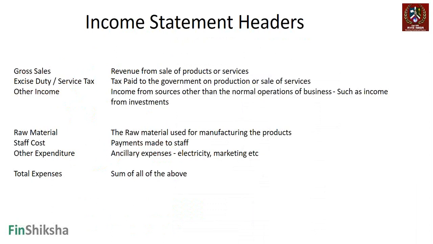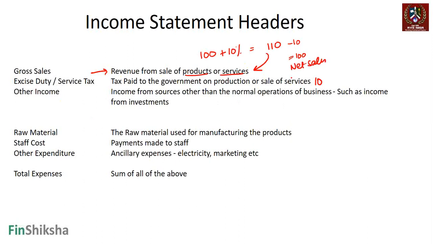Now, all the headers that we have seen on the income statement, let's recap the statements and definitions. Gross sales is the revenue from the sale of products or services, the actual gross revenue, right? So if an item is worth 100 and there is a 10% excise duty on that, 110 is the gross sales number, right? Then there is an excise duty or service tax, which we said was 10%. So that's 10 here. What is left is net sales after you remove this. So 110 minus 10 equals 100. That's my net sales number.